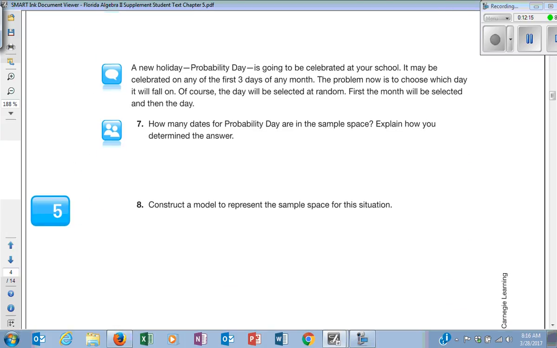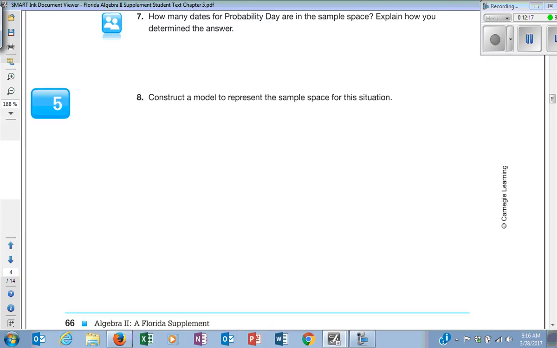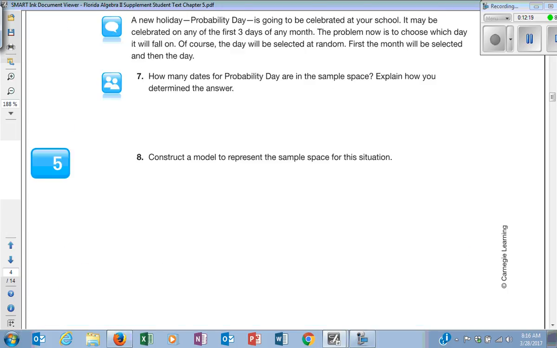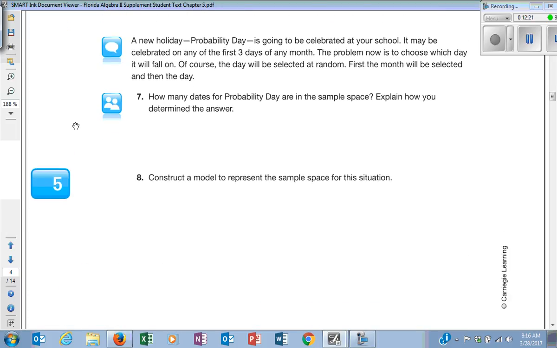Right here, sorry. In the middle of page 66. So, a new holiday, probability day, is going to be celebrated at your school, so you don't even get the day off. Doesn't sound like a holiday to me. It may be celebrated on any of the first 3 days of any month.